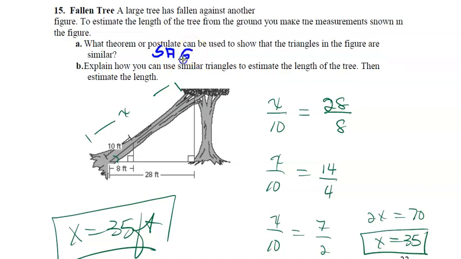And then once I prove that, then can't I say the length of that tree is going to be 35. Okay, so that ends this lesson. So hopefully this is clearer to you now.